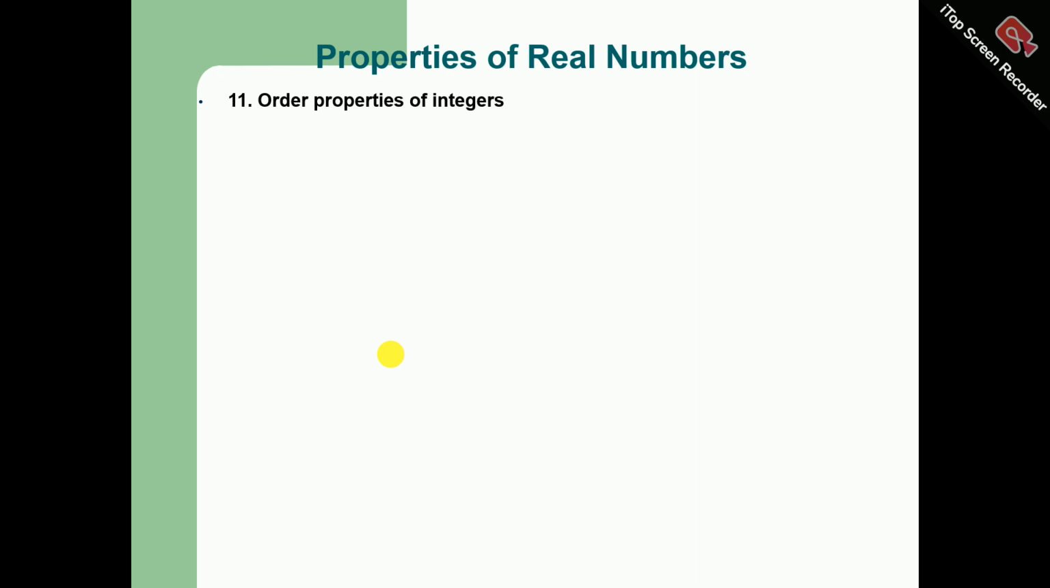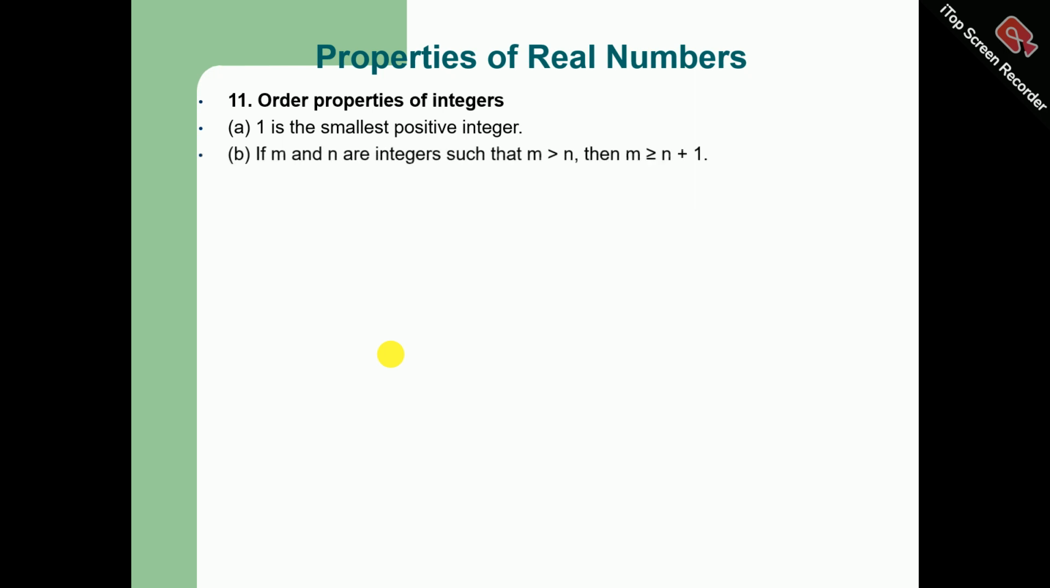Ordered properties of integers. One is the smallest positive integer. If m and n are integers such that m is greater than n, then m is greater than or equal to n plus 1. There is no largest or smallest integer.